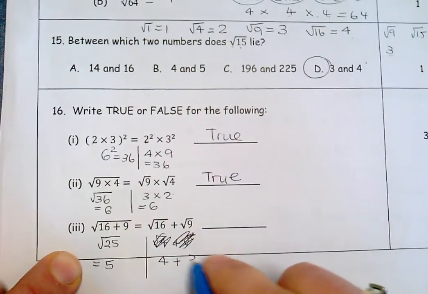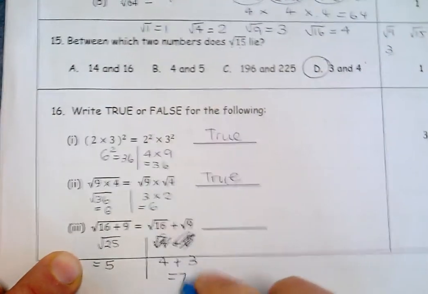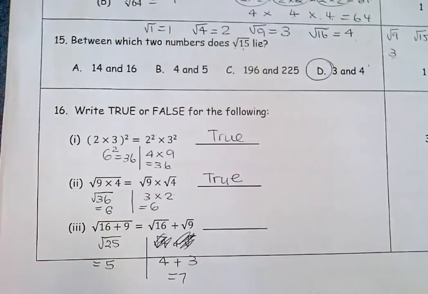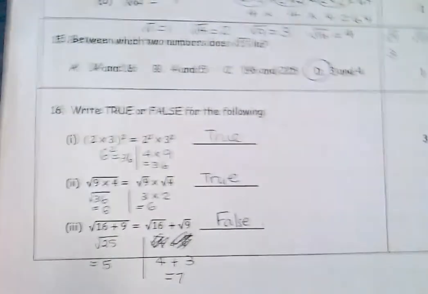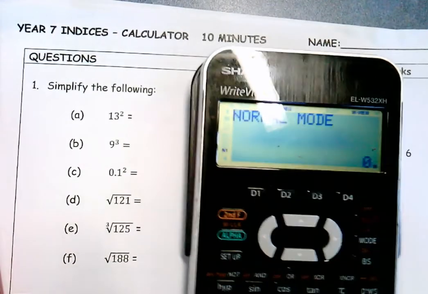And the square root of 9 is 3. And 4 plus 3 happens to be 7. So, therefore, 5 does not equal 7. This one is false.